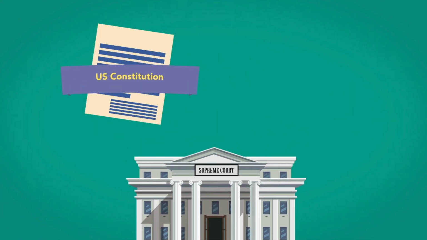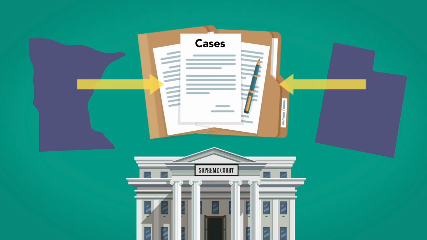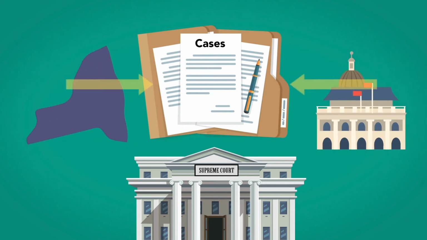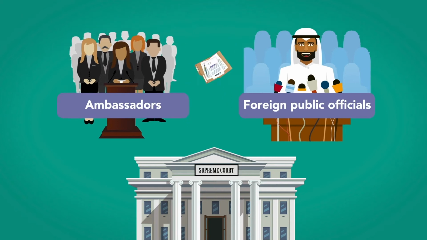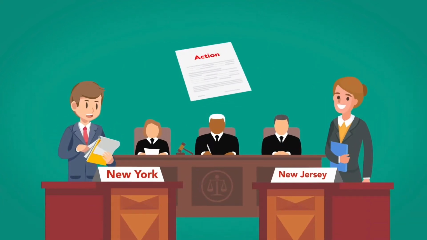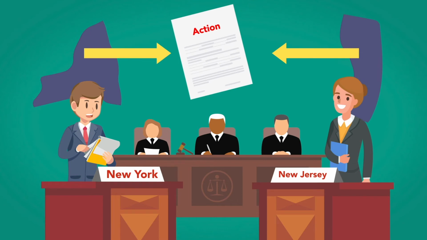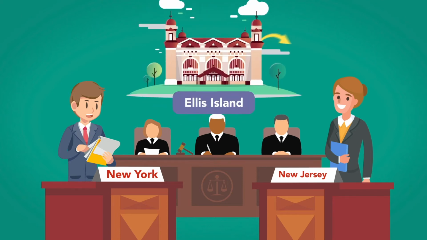Under the United States Constitution and the Judiciary Act of 1789, the Supreme Court has original jurisdiction over cases between states and foreign governments, issues involving ambassadors and foreign public officials, and some other cases. Most original jurisdiction Supreme Court cases involve actions between states. For example, in the 1998 case New York v. New Jersey, the Supreme Court held a trial and determined that most of Ellis Island belongs to New Jersey.